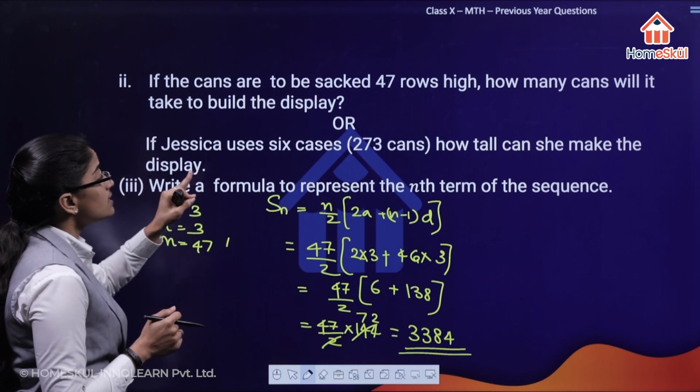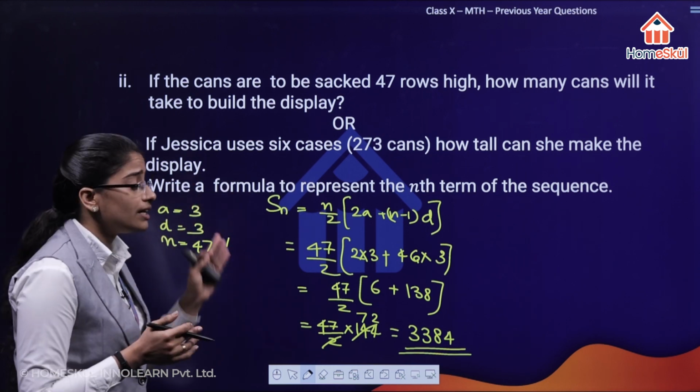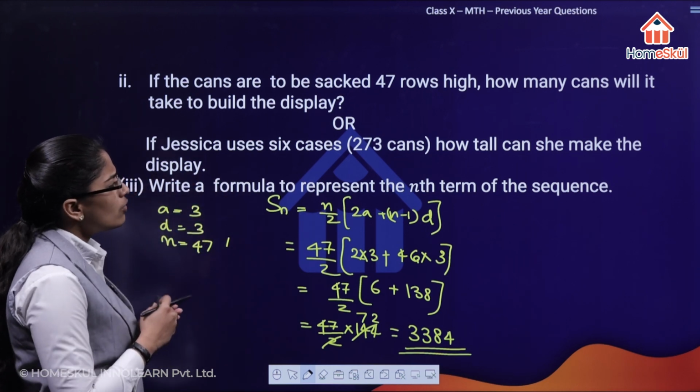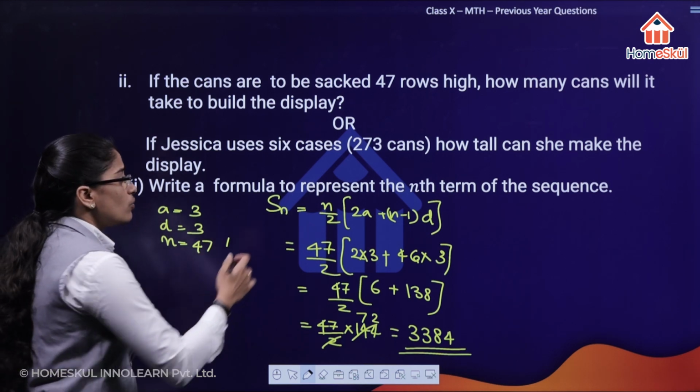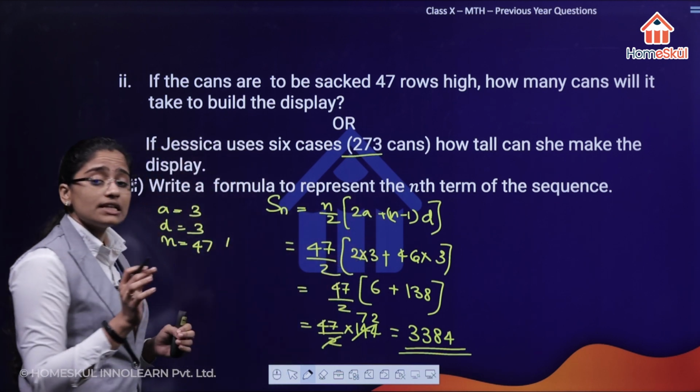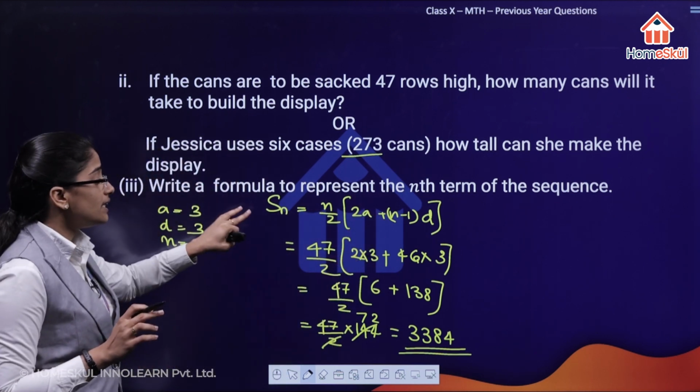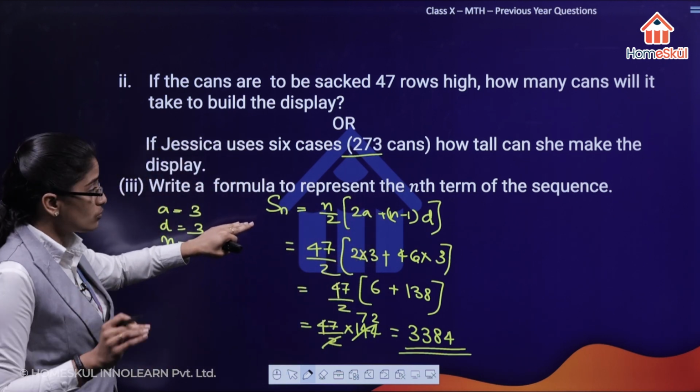Now, moving on to the second choice question. If Jessica uses 6 cases, how many cans are there? 273 cans. How tall can she make the display? Okay, there, what is this 273? 273 is the sum of cans, isn't it? There we are getting Sn is equal to 273.